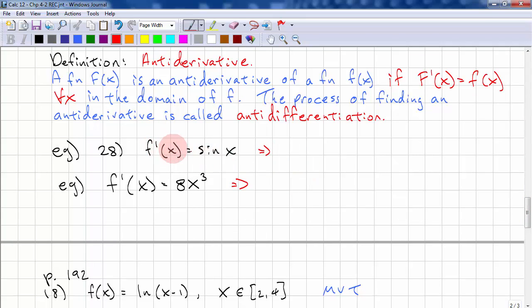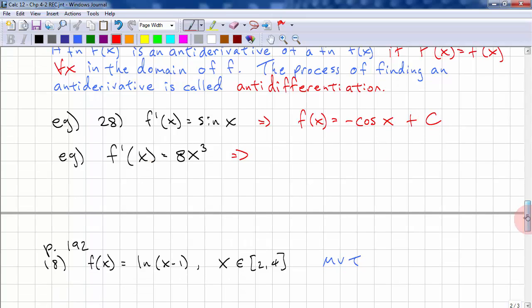If we're given the derivative is equal to sine x, we need to think about which function will have a derivative of sine x. And you can just look at the tables. Cos x. And again, we can add any constant and the derivative will still be sine x. So you can think of this as having an infinite number of solutions. All we have to do is add the c.